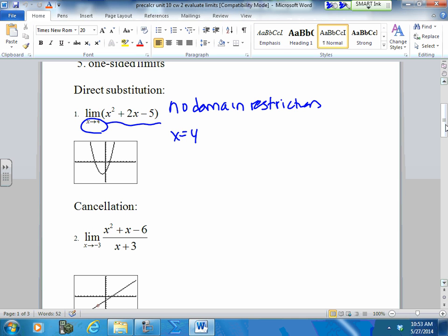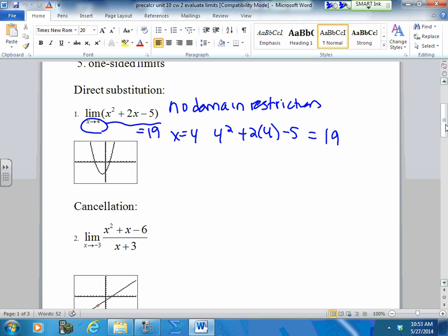So I say, okay, when x is 4, plug this in. Put that in your calculator and find the y that it returns. So we put it in and we find 19. So this limit is at 19. As x approaches 4, and we know 4 has a value, its value is 19. If there are no domain restrictions, you can plug them right in.